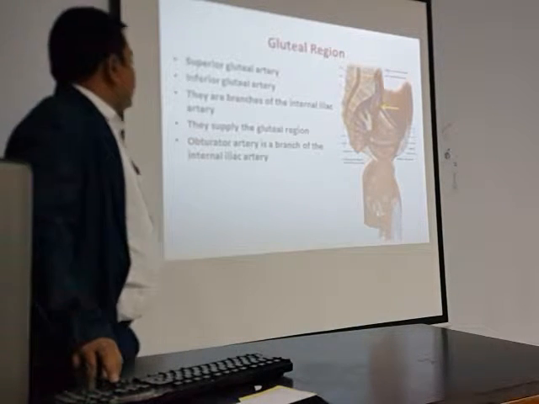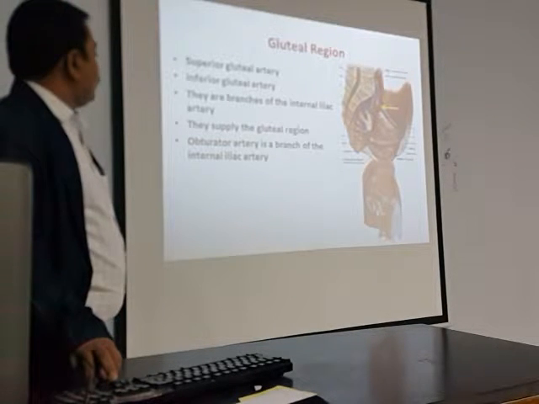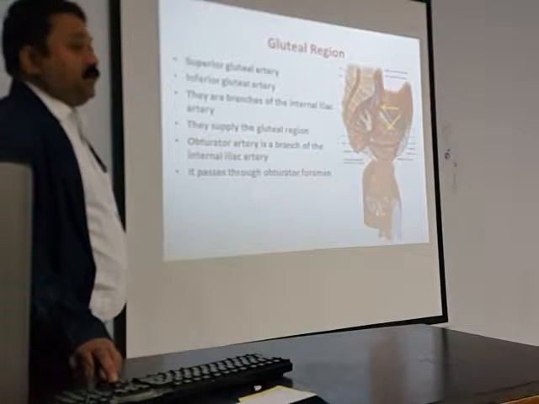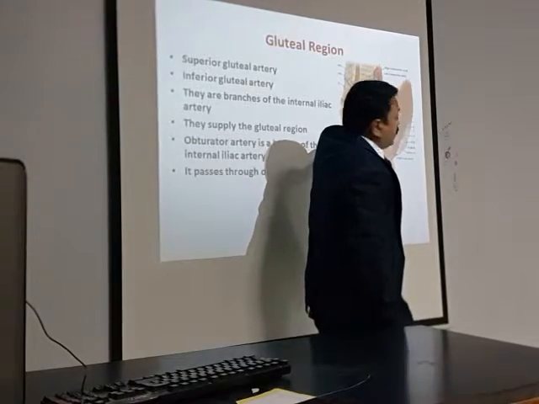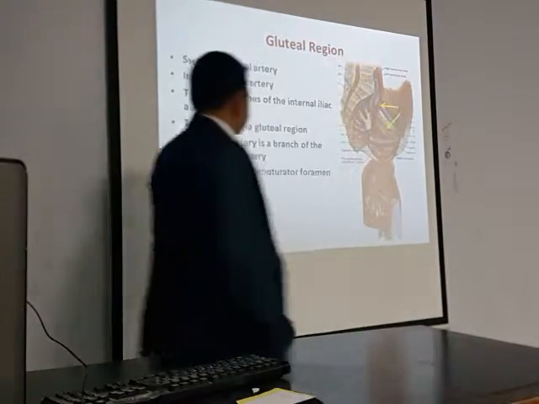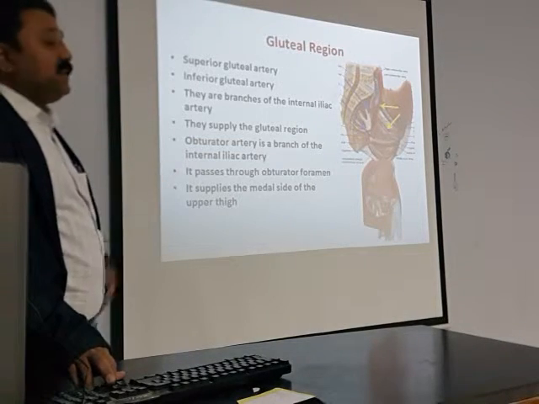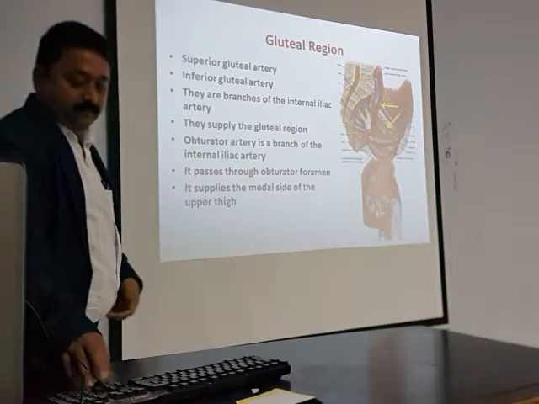And the obturator artery is a branch of the internal iliac artery. It passes through the obturator foramen, isn't it? And it supplies the medial side of the upper thigh.